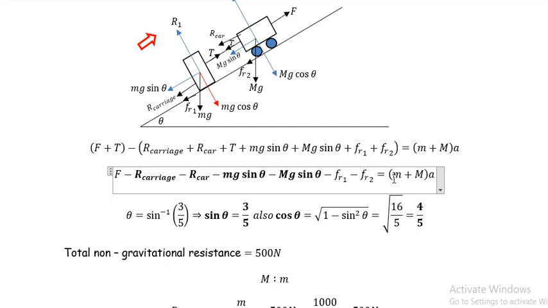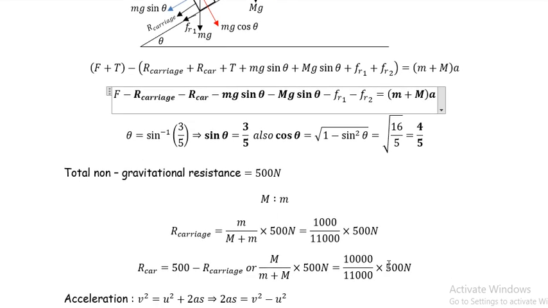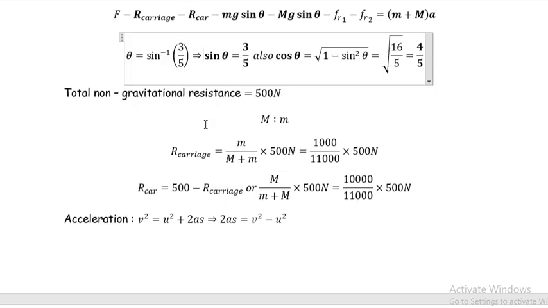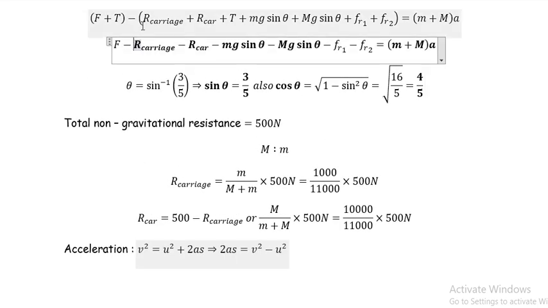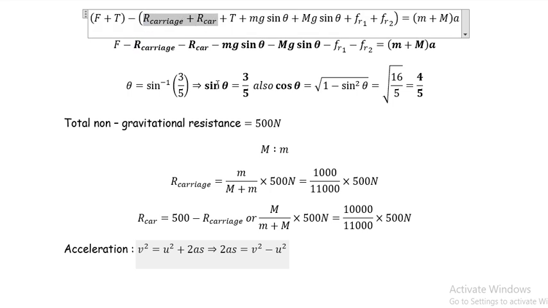Now you realize that we know small m, we know capital M, and we know the acceleration as well. Like I told you, you'll be the one to punch and have your answer for the acceleration. R carriage and R car, you know them. In fact, if we sum R carriage plus R car, you have 500.